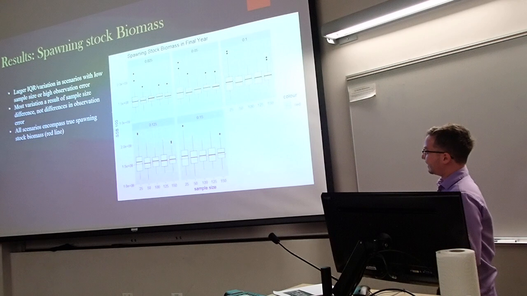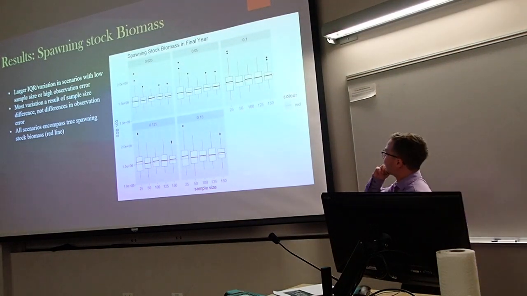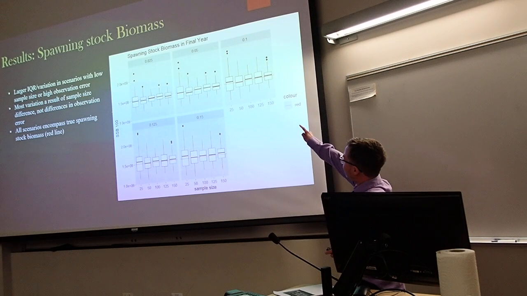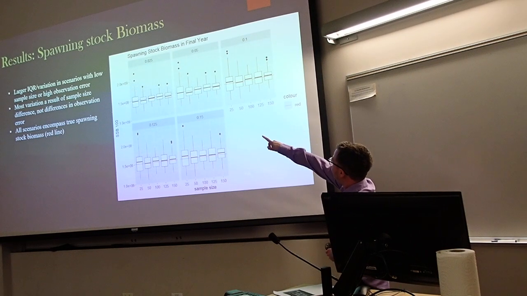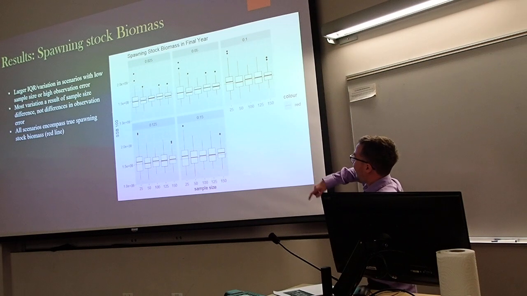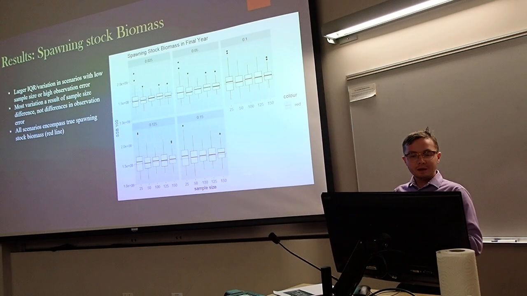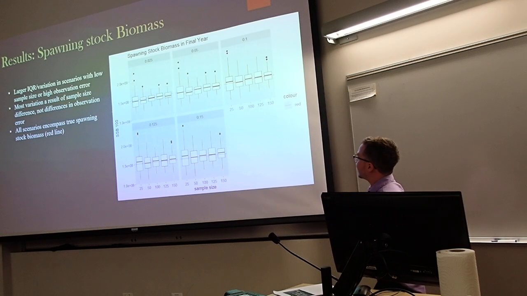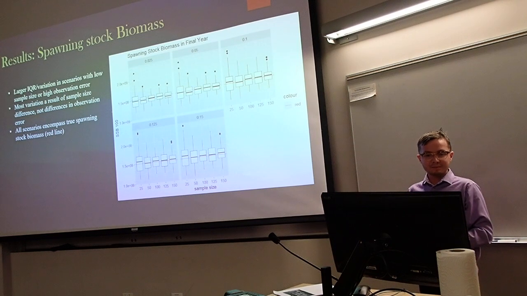Okay, so finally, let's get into our results. This is the spawning stock biomass from every iteration in these box and whisker plots, faceted by the observation error, and then moving on the x-axis is our sample size. You can see that we have a higher interquartile range, which means a little bit more variable, when we have a low sample size or a higher observation error, which is what you would expect.